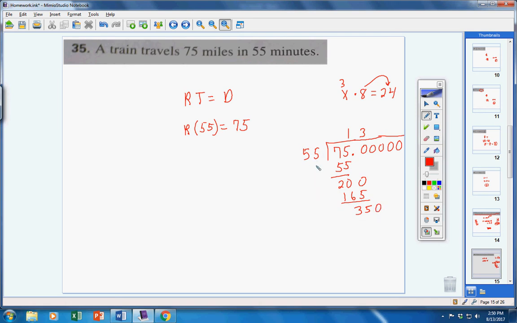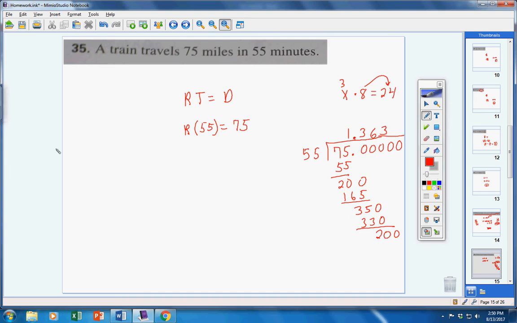55 would go into 350. Let's see. I believe 6 times. That's 330. Subtract. You get a 20. And now look, it starts repeating. When you subtracted these two numbers, you got 20. When you subtracted these two numbers, you got 20. So now it's just going to repeat itself over and over. So, bring down a 0. It would go in 3 times. So it's going to be 1.36363636 over and over and over.